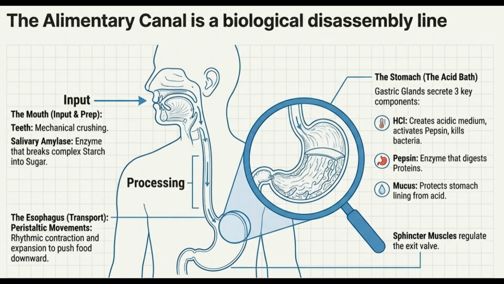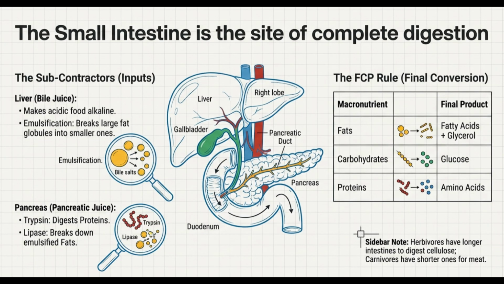The gastric glands in the stomach secrete hydrochloric acid, which helps activate an enzyme called pepsin. This enzyme starts breaking down proteins into simpler molecules. But wait, there's a protective lining of mucus that keeps the stomach from digesting itself. Pretty smart, right? After all the breakdown in the stomach, food moves into the small intestine, which is where the magic of complete digestion happens.